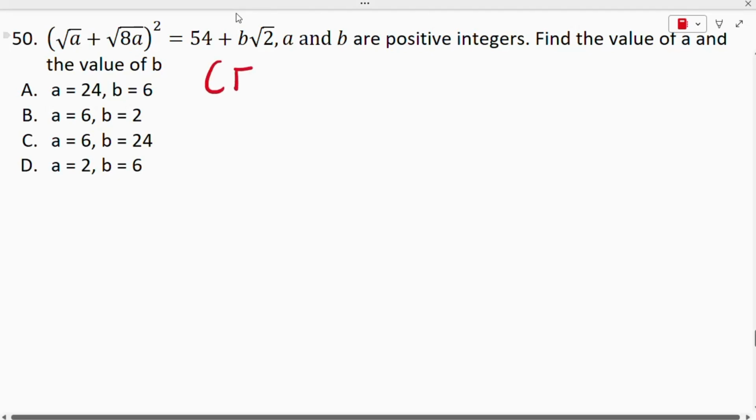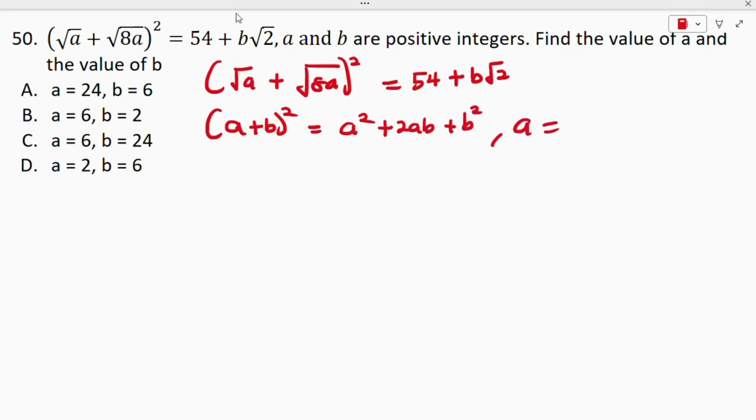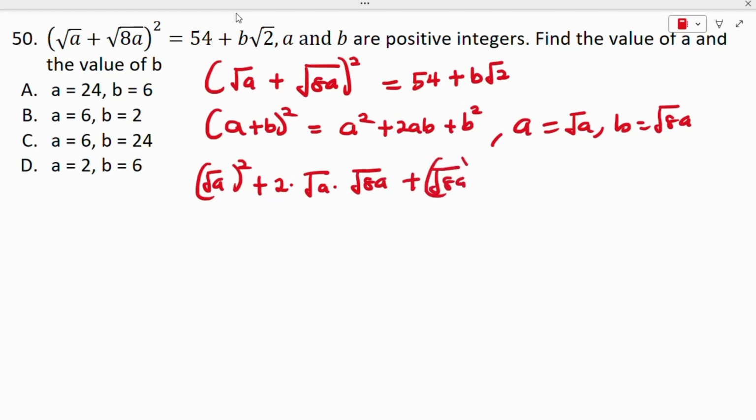So we have the square root of a plus the square root of 8a, all squared, equals 54 plus b root 2. For the left hand side, we use the identity that says (a plus b) all squared equals a squared plus 2ab plus b squared, where a is the root of a and b is the square root of 8a. Applying this to the left hand side, we have the root of a all squared plus 2 multiplied by the root of a multiplied by the root of 8a plus the root of 8a all squared, equals 54 plus b root 2.